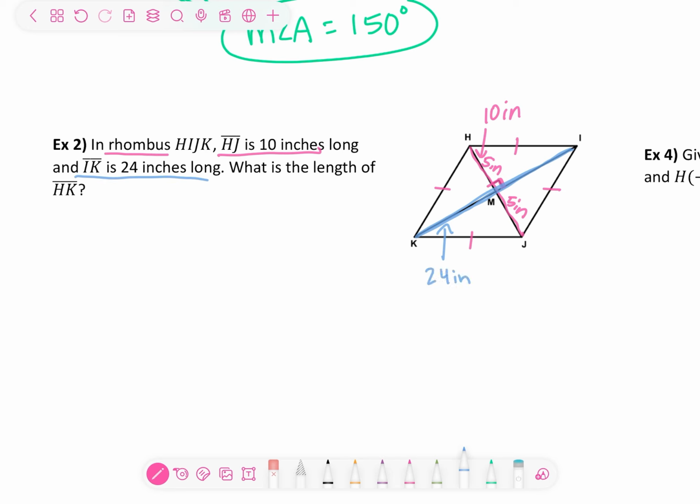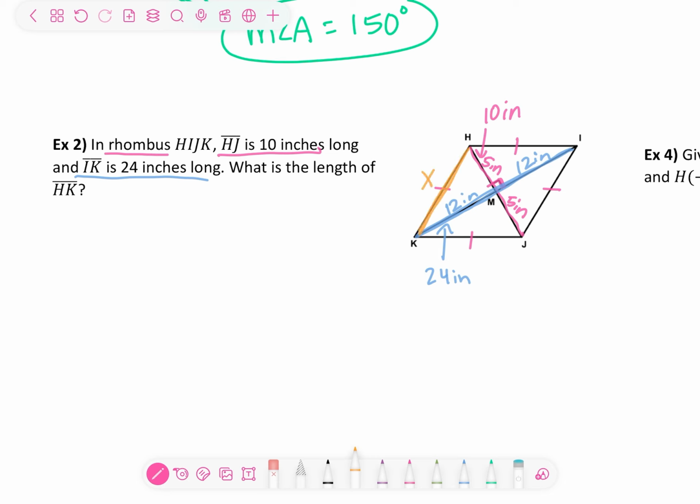But that means that each half is half of 24. So 12 inches and 12 inches. And again, that's because a rhombus is also a parallelogram, and those diagonals bisect each other, okay? So now we're looking for HK. So our goal is to find this HK here. So this is what we're looking for.